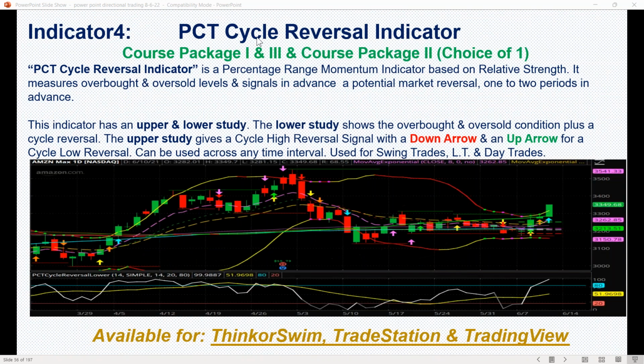Then you'll get indicator 4, the cycle reversal indicator. This is what we use to spot the cycle changes. This is one of my most accurate indicators. It's just so good for picking price momentum shifts, cycle shifts up or down. It's a 2-study system, and it shows you when it crosses, that's the alert to a potential, what I call, cycle change. And this is a forward-looking indicator, so it's not something that's lagging. You'll get that for Thinkorswim, TradeStation, TradingView.